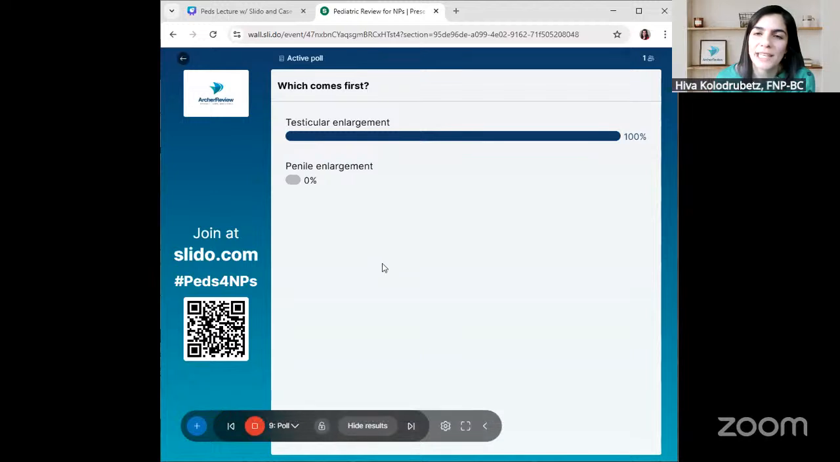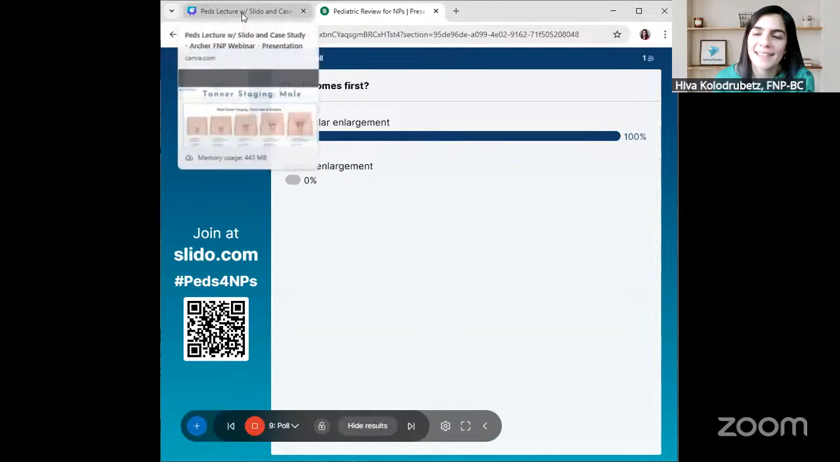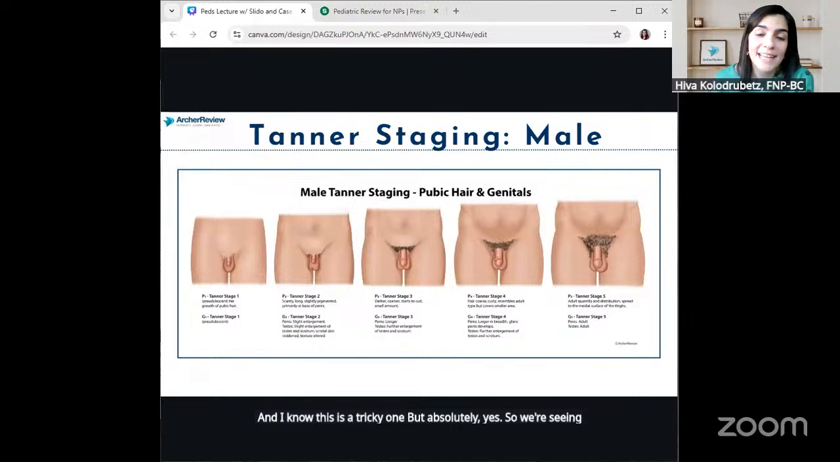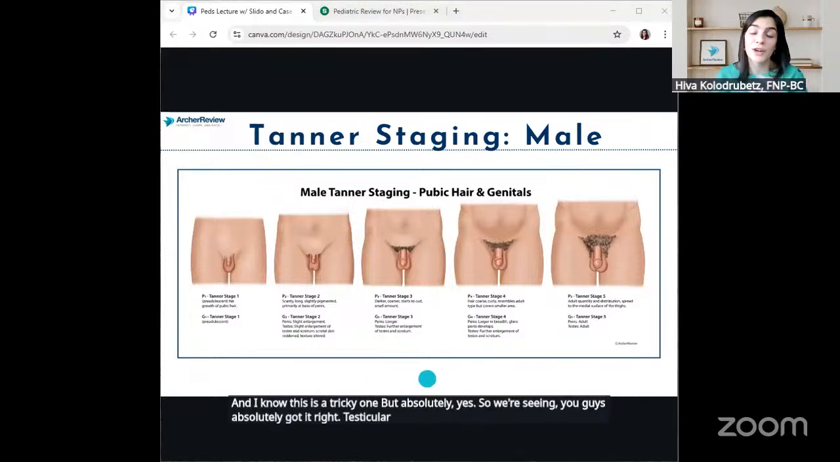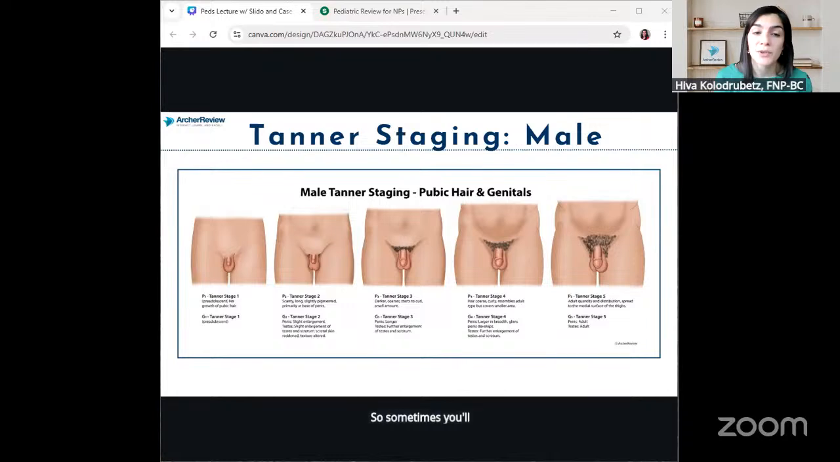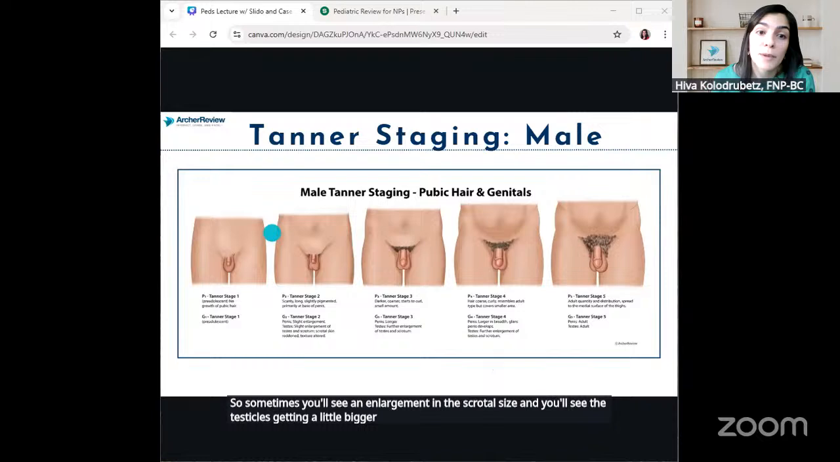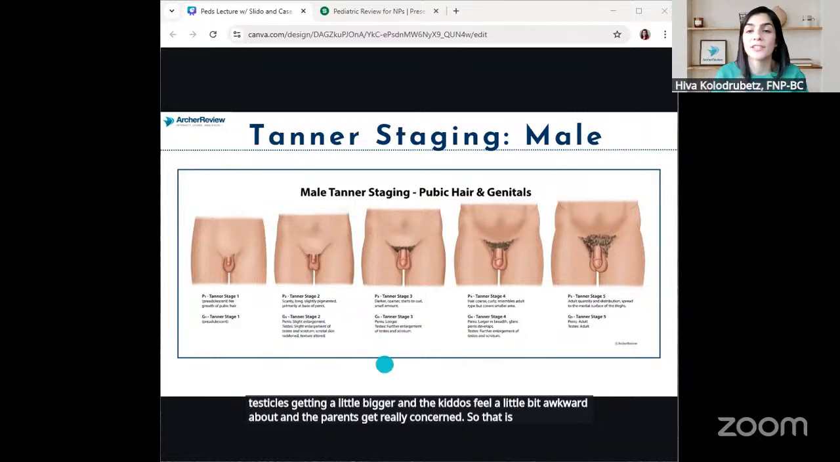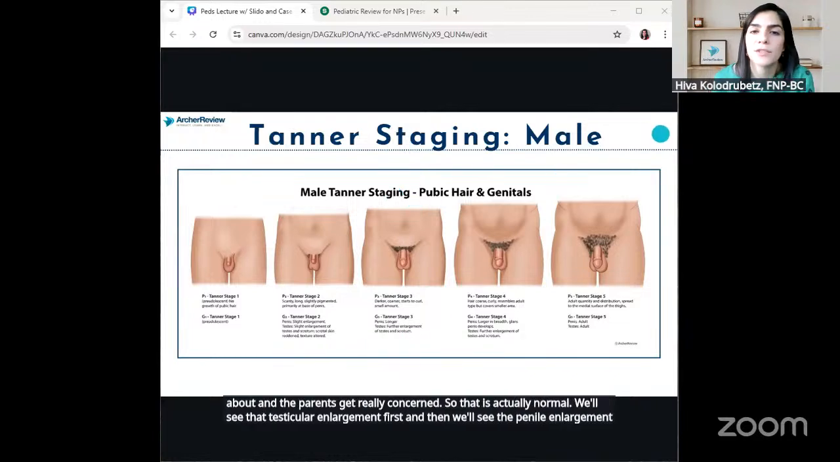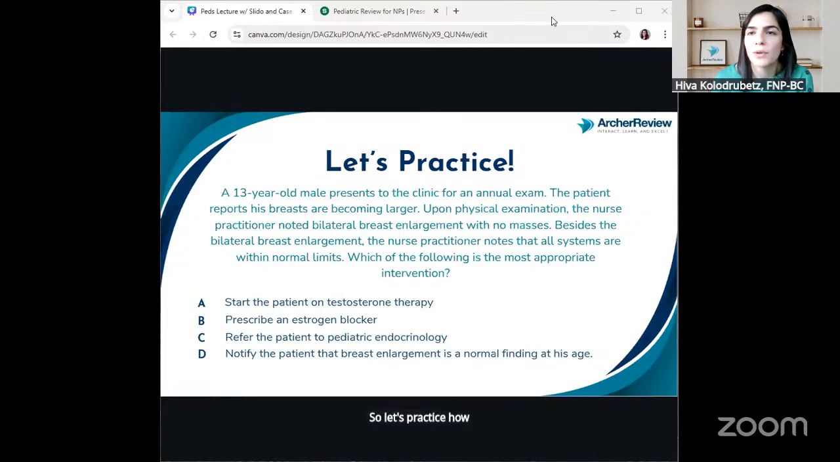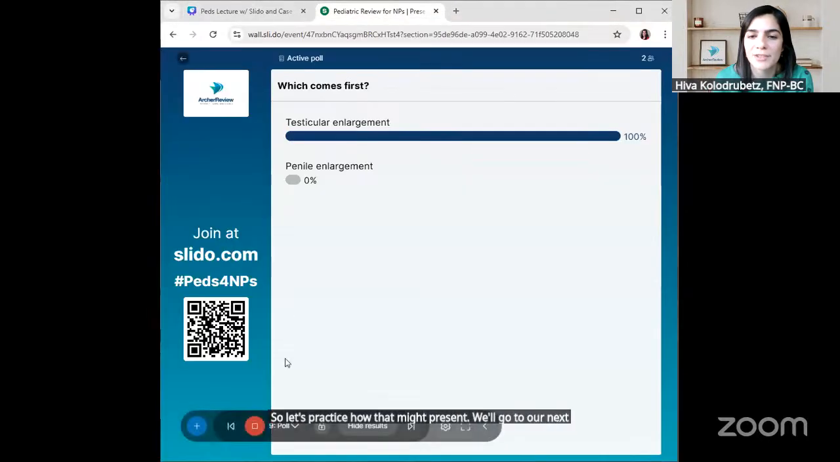And I know this is a tricky one. But absolutely, yes. You guys absolutely got it right. Testicular development actually happens first. So sometimes you'll see an enlargement in that scrotal size, and you'll see the testicles getting a little bigger, and the kiddos feel a little bit awkward about it, and the parents get really concerned. So that is actually normal. We'll see that testicular enlargement first, and then we'll see the penile enlargement, and that is normal and something you need to reassure your kiddos on. So let's practice how that might present. We'll go to our next practice question, poll 10.